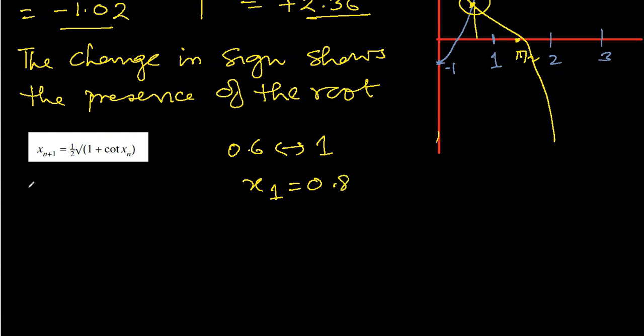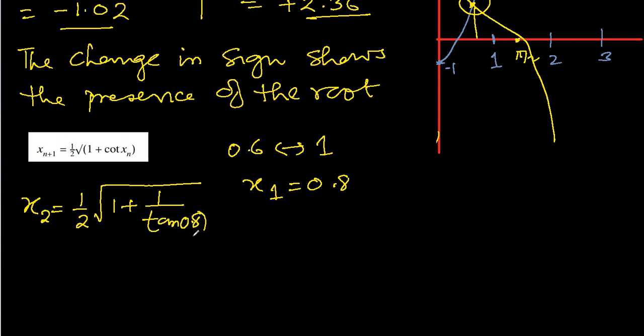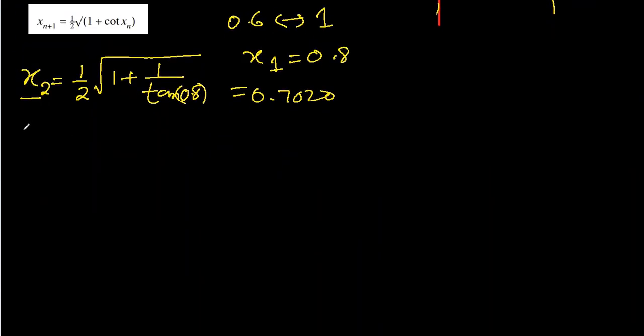So according to the iterative formula, x(n+1), which is x2, will be equal to half square root of 1 plus cot 0.8. In place of this, let me write 1 over tan. It will become easier. Okay, so I will evaluate this and that will give me x2 and then I'll substitute it back. So let me do it one by one. So I got this one as 0.7020 and this is what I will use in x3 now and repeat the process.